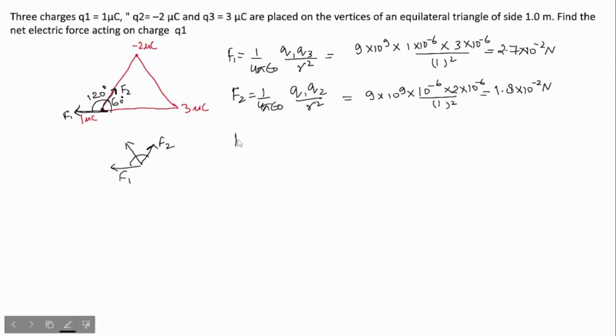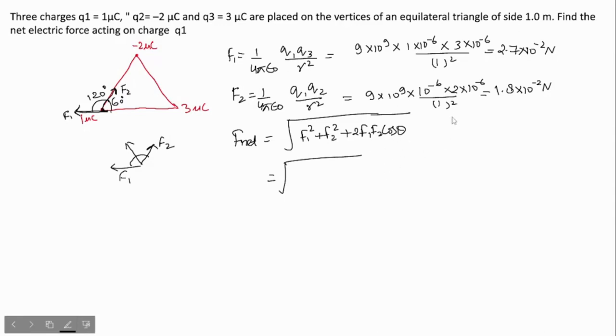You just need to write the vector equation. F net will be what? It will be F1 square plus F2 square plus 2 F1 F2 cos theta. Okay, so you can do the calculations. Here you will square F1, then F2 square, then plus 2 F1 F2 cos theta.